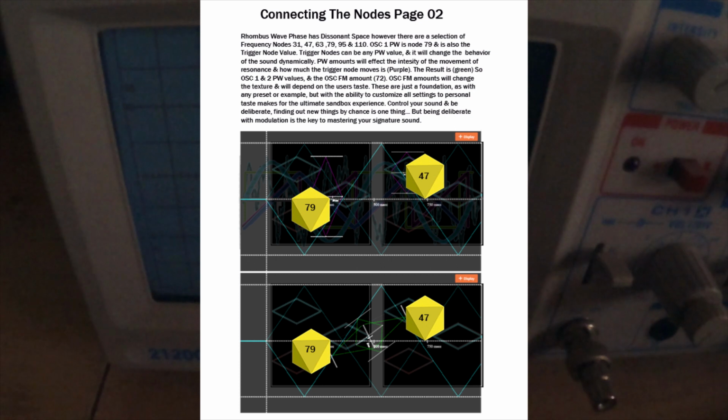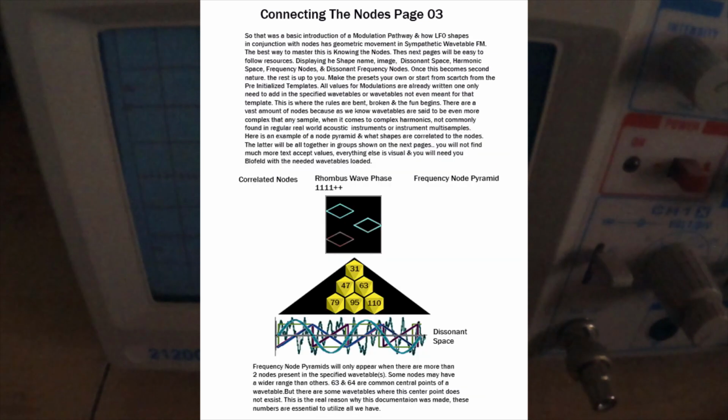Now, let's jump to page 3. Rhombus wave phase. You'll notice that it has 6 nodes: 31, 47, 63, 79, 95, and 110. They are all in that inharmonic space. Okay? And you have to put your pulse width to one of those nodes and then dial in the FM.